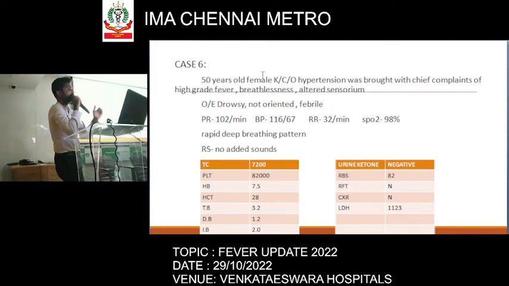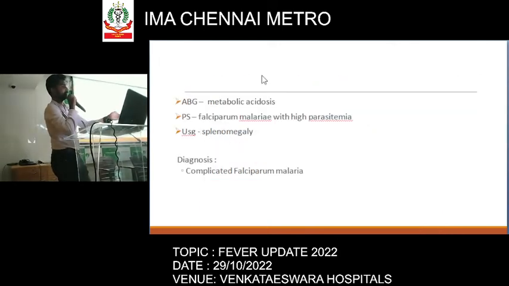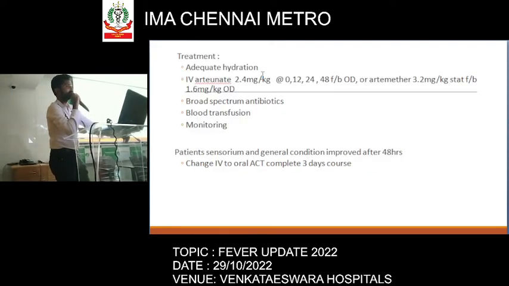Suppose the patient is improving at some point, we should change from IV to oral ACT regimens, because it's preferable to give ACT combination therapy compared to isolated drugs, to prevent resistance in future. Suppose artesunate is not available, we can use artemether also, given at a dose of 3.2 mg per kg stat followed by 1.6 mg per kg as a once daily dose.